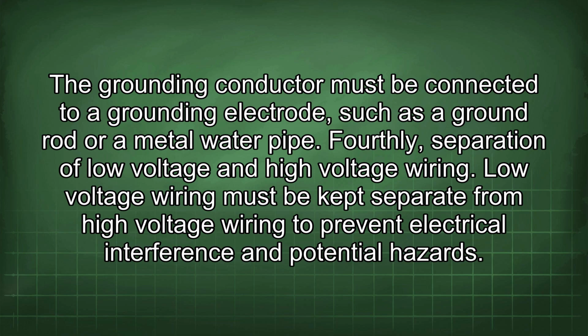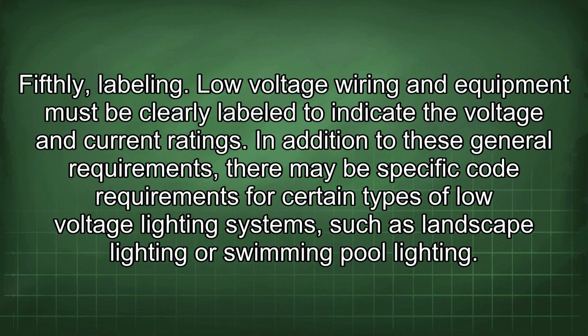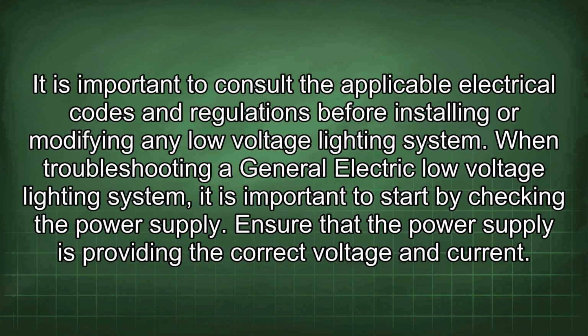Low-voltage wiring must be kept separate from high-voltage wiring to prevent electrical interference and potential hazards. Fifthly, labeling. Low-voltage wiring and equipment must be clearly labeled to indicate the voltage and current ratings. In addition to these general requirements, there may be specific code requirements for certain types of low-voltage lighting systems, such as landscape lighting or swimming pool lighting. It is important to consult the applicable electrical codes and regulations before installing or modifying any low-voltage lighting system.